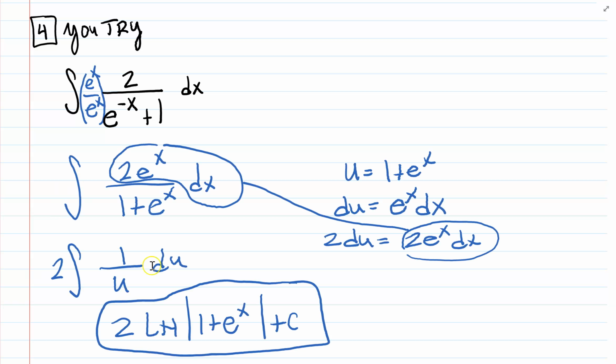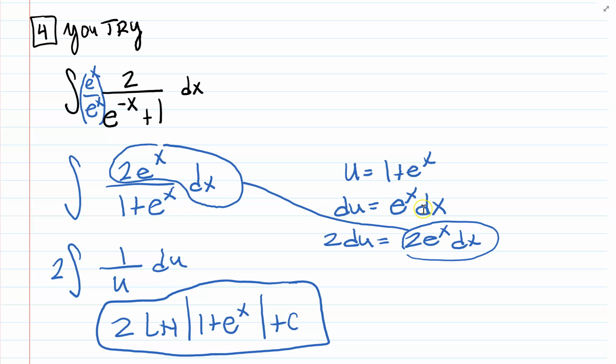Okay, here is the last one. Hopefully you got the right answer. I'm going to multiply top and bottom by e to the x. That's going to give me 2 e to the x over 1 plus e to the x dx. From here, I make a u substitution, let u be 1 plus e to the x.